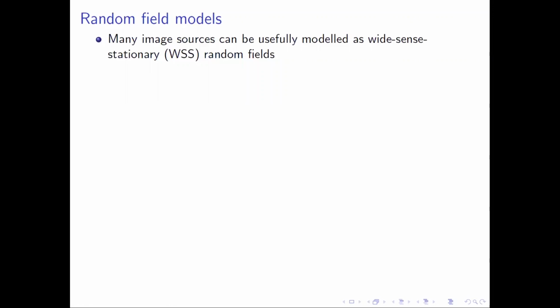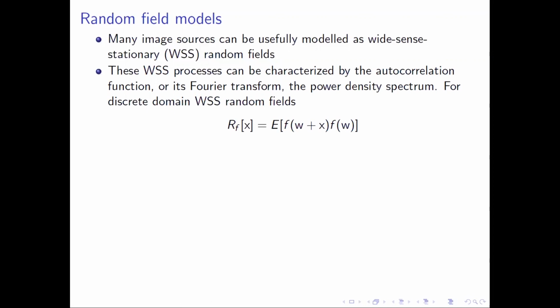Chapter 9 concentrates on wide-sense stationary random field models. These are essentially shift-invariant models. A wide-sense stationary random field can be characterized by its autocorrelation function, which depends only on the vector difference between 2 points in the domain. In this equation, it does not depend on the position W. An equivalent and in some ways more useful characterization is the power density spectrum, which is given by the multidimensional Fourier transform of the autocorrelation function.